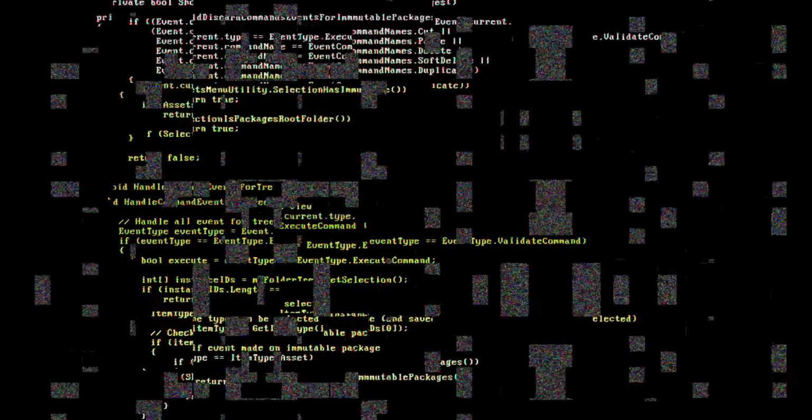Remember, bubble sort is just one of many sorting algorithms. There's a whole world of them out there, each with its own strengths and weaknesses, and each suited to different kinds of problems. So keep exploring, keep learning, and keep sorting.